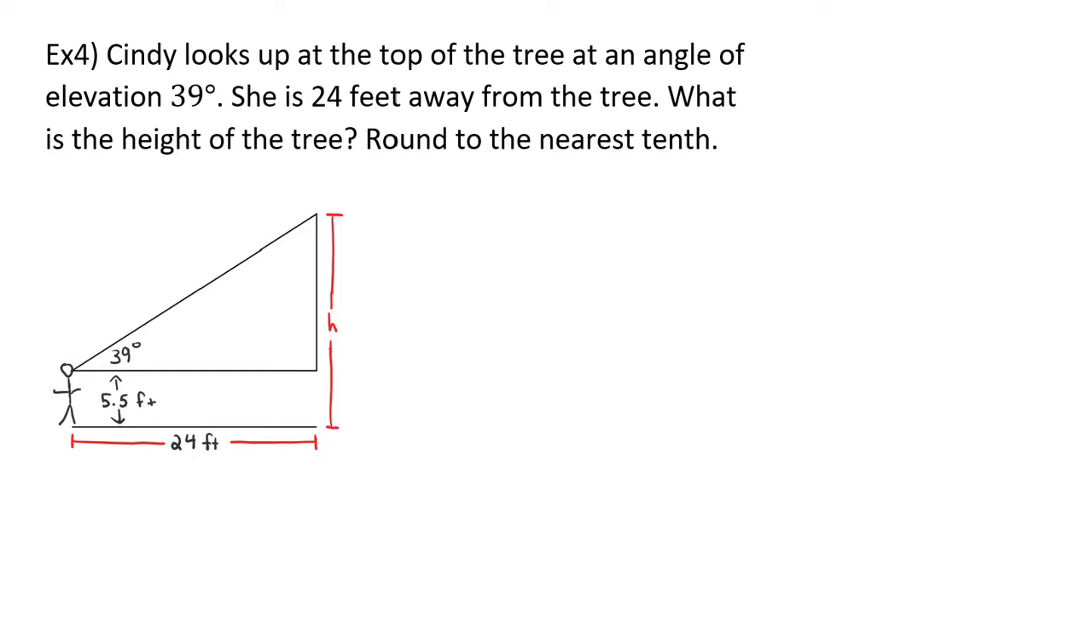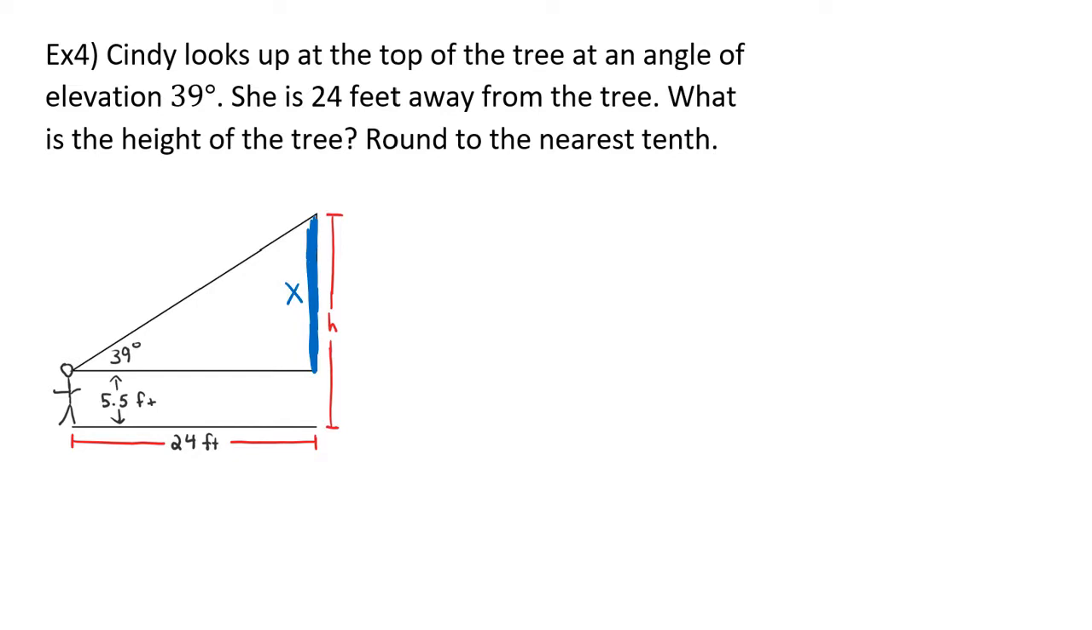So you'll notice in our picture below, we can see the distance that she's from the tree is 24, that her eyesight from her eyeballs to the ground is actually 5.5 feet, which we'll have to deal with to actually find the height of our tree, which is h. But first, before we can do that, we really need to find this height right here. It's not the whole height of the tree. It's part of it, though. I'm just going to call that x.